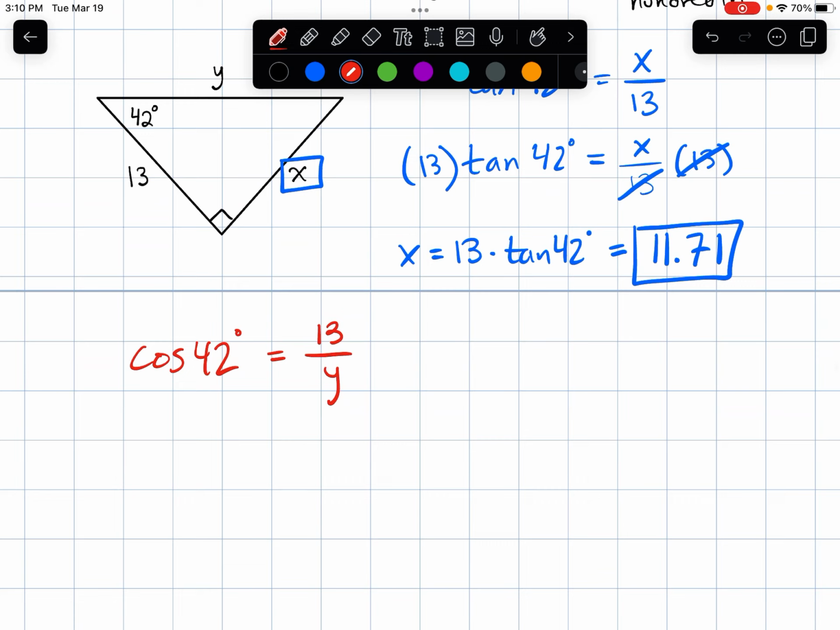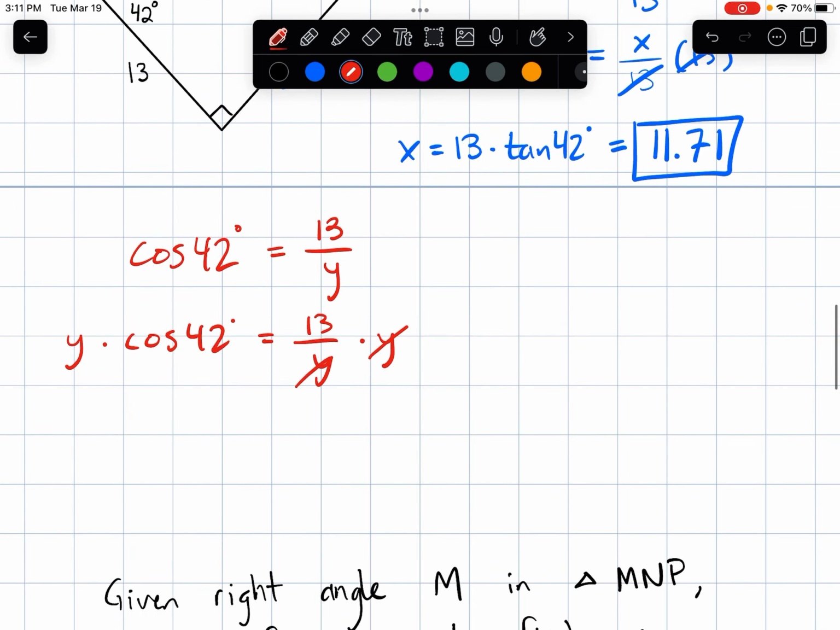Now to solve this, I do still want to get rid of that denominator. So I'm going to start by multiplying both sides by y. So times y and times y. The y's will cancel. And now I have y times the cosine of 42 degrees equals 13. I'm not quite done yet because I do want to get y all by itself. So I'm going to divide both sides by the cosine of 42.